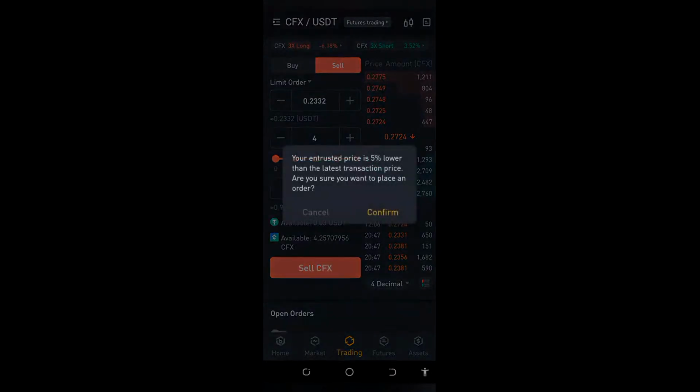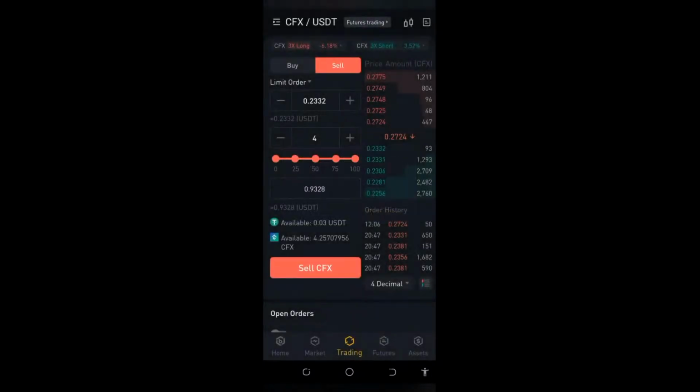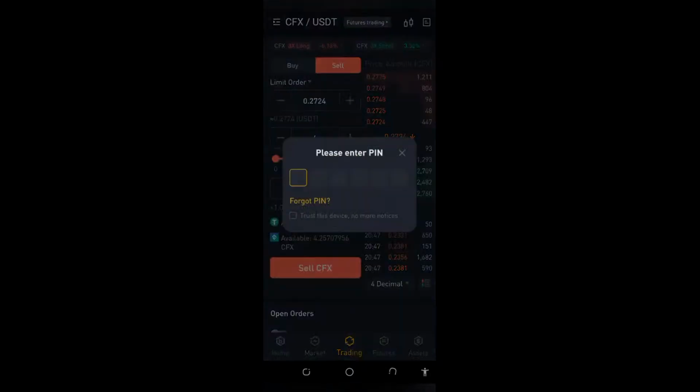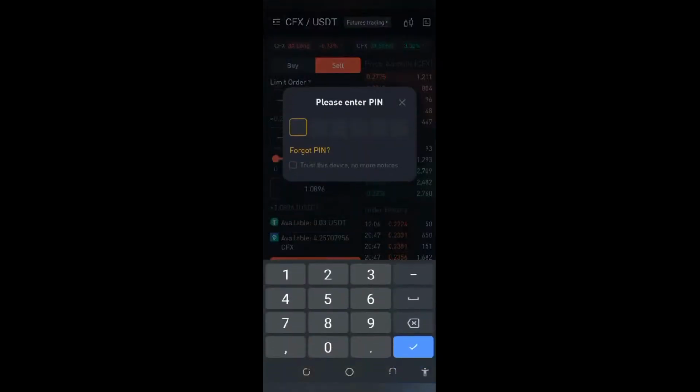So let's see whether this is going to go. Oh, what did it say? It said, your entrusted price is 5% lower than the latest transaction price. Are you sure you want to place an order? But I don't want to place an order, but let me just, okay, it's true. I don't want to place an order. Let me do the normal price. And then whenever it converts, I'll wait for it. Let's just see. Let's go ahead and do this. Okay. I'll fix in my transaction pin and I'll be back.